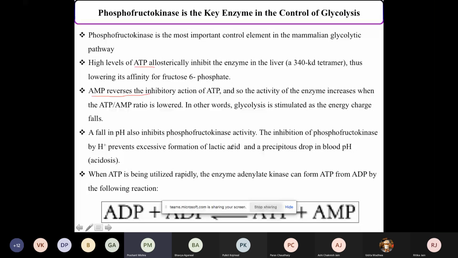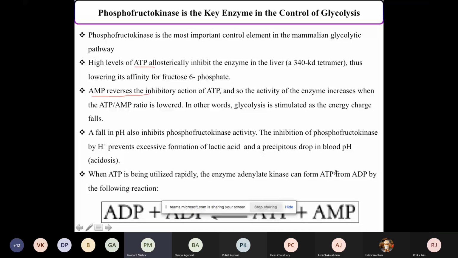And if lactic acid is more, what will happen? The pH of blood drops. And let me tell you, even a one pH drop in blood can cause acidosis. And that is what is avoided. So this H+ prevents excessive formation of lactic acid, and that's why it inhibits phosphofructokinase. Now tell me how this inhibition of phosphofructokinase will inhibit lactic acid formation.